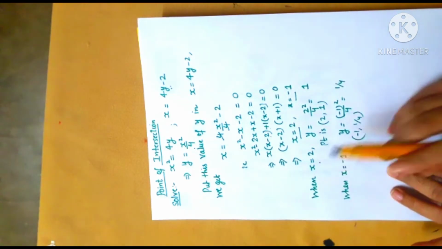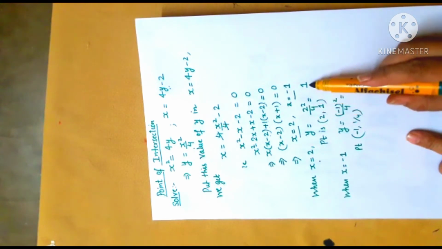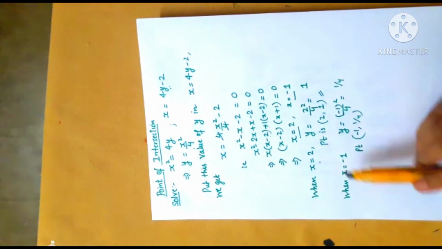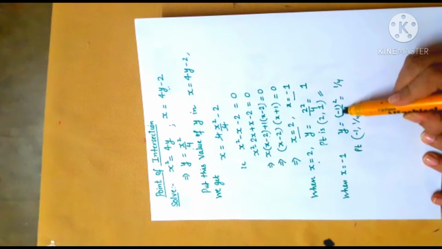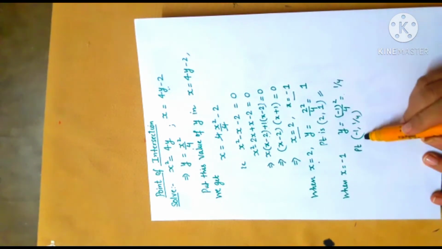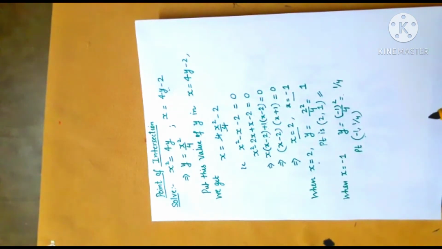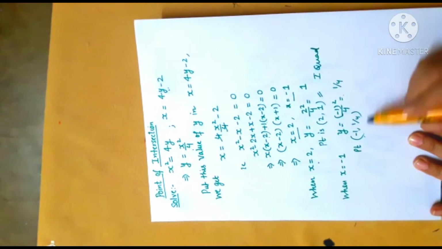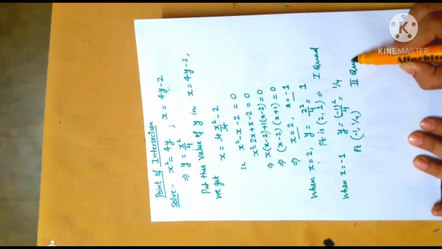When x is 2, y will be equal to 2 square over 4, that is 1. So the point is 2, 1. When x is minus 1, y will be square of minus 1 over 4, that is 1 by 4. So the point is minus 1, 1 by 4. So there are 2 points of intersection. 2, 1 will be in the first quadrant, and minus 1, 1 by 4 will be in the second quadrant.